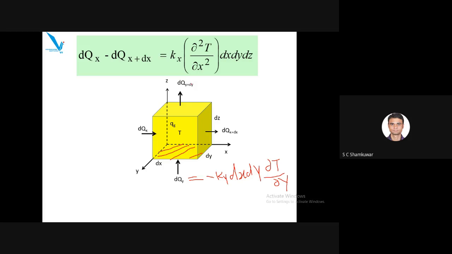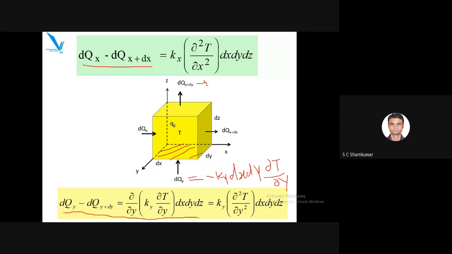Now if you know this one, you can find out the dqy plus dy using Taylor series, and ultimately in y direction you will get the total change in y direction same. So ky into, instead of kx there will be ky into del square t divided by del y square into dx dy and dz. Understood? Please write down the things.